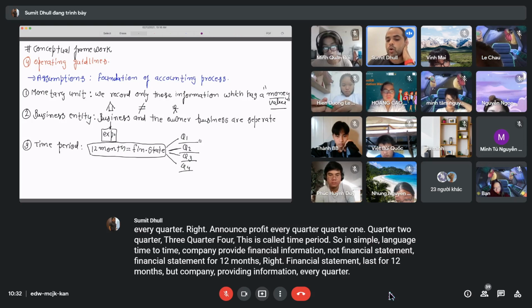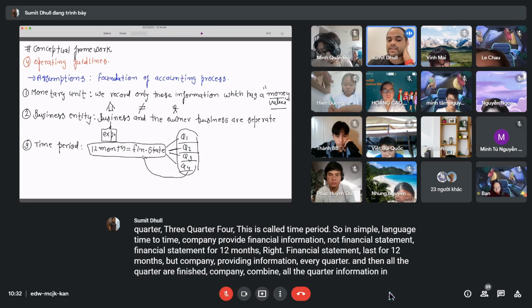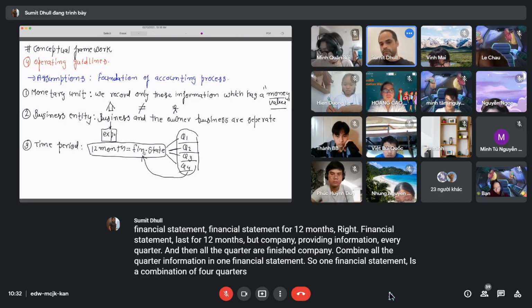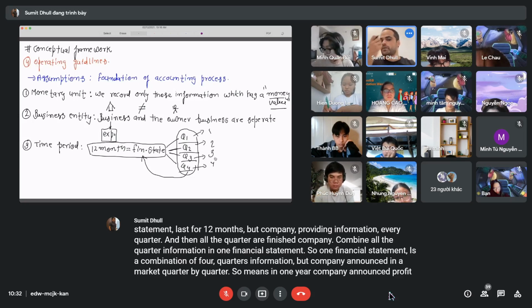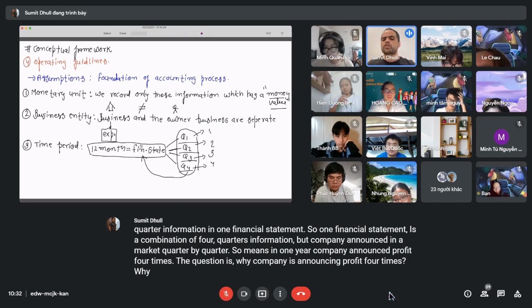And when all the quarters are finished, the company combines all the quarter information in one financial statement. So one financial statement is a combination of 4 quarters of information, but the company announces to the market quarter by quarter. So in 1 year, a company announces profit 4 times. The question is, why is the company announcing profit 4 times? Why does the company not just announce profit 1 time at the end of 12 months?